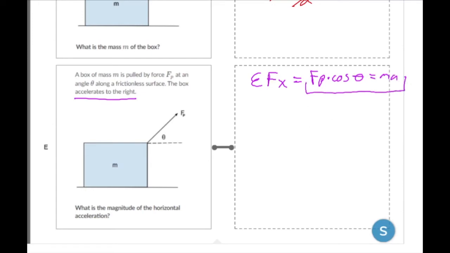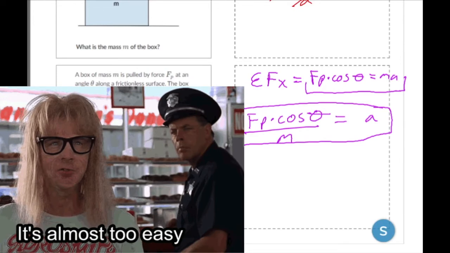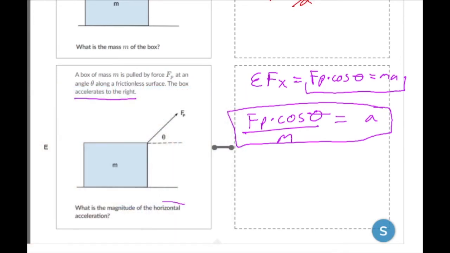Well, if we need acceleration, we need this part. All we're going to do now is divide by mass. So we get Fp times cosine theta, divide by mass, and there we go. We just solved for acceleration. Piece of cake. How do I know I have to use net force in the x direction? Keyword here, it says horizontal acceleration.